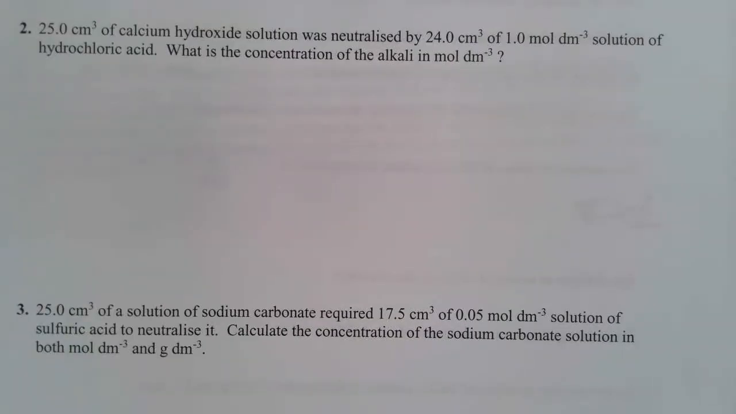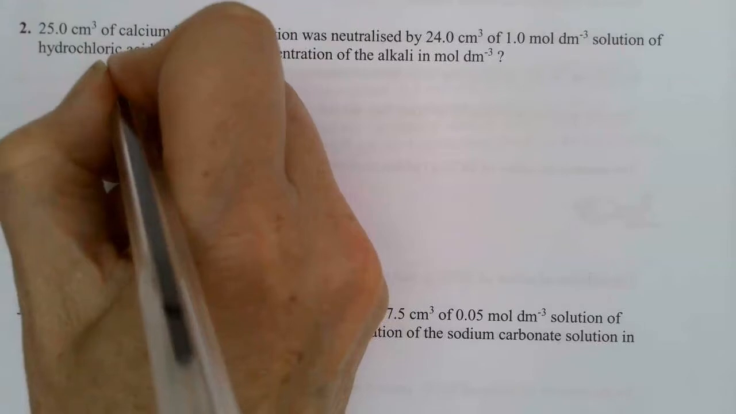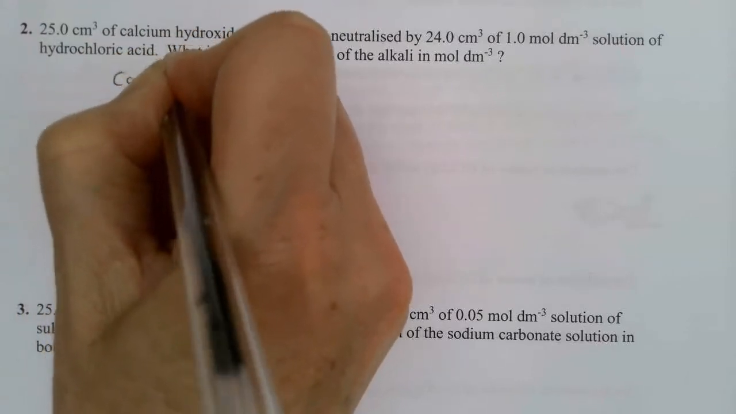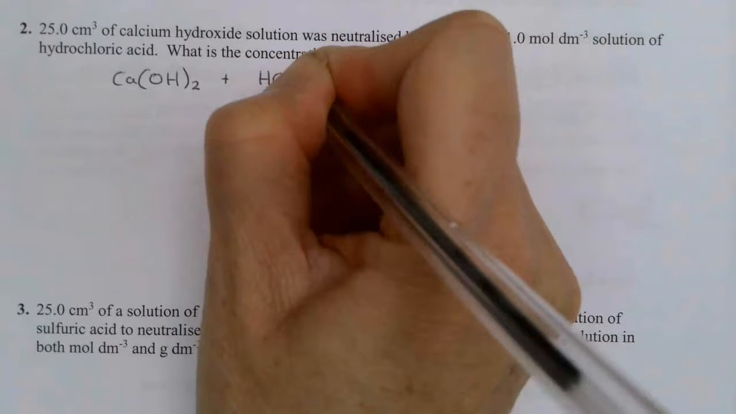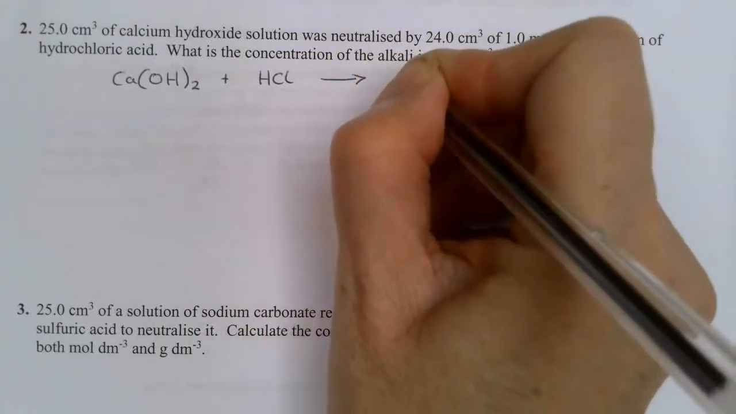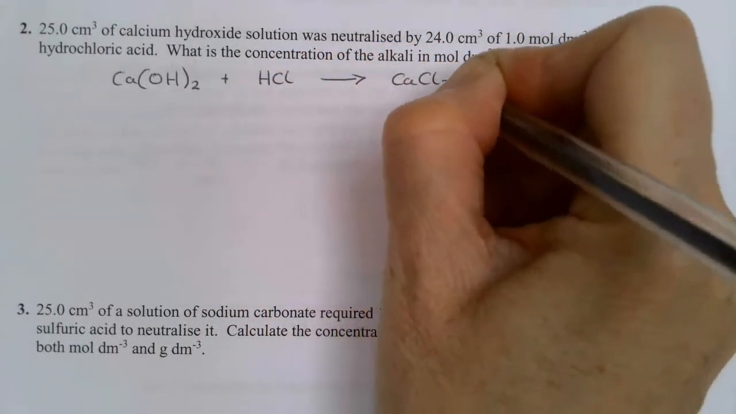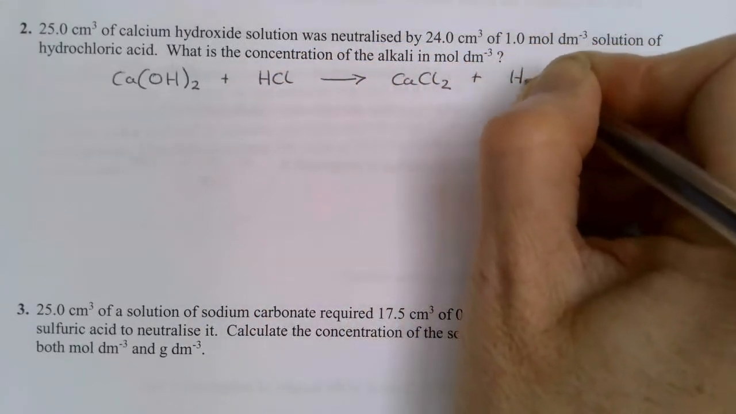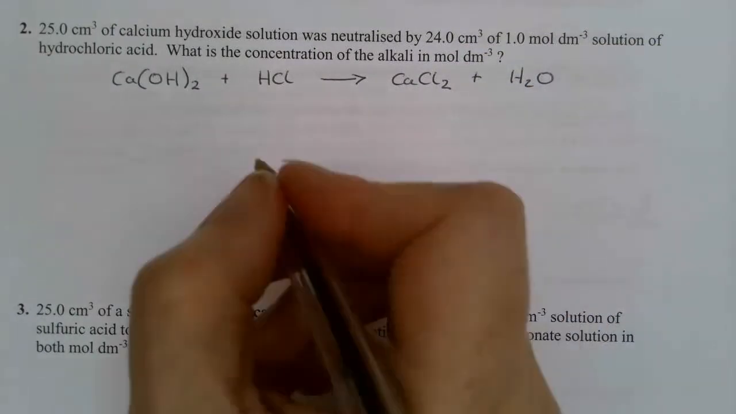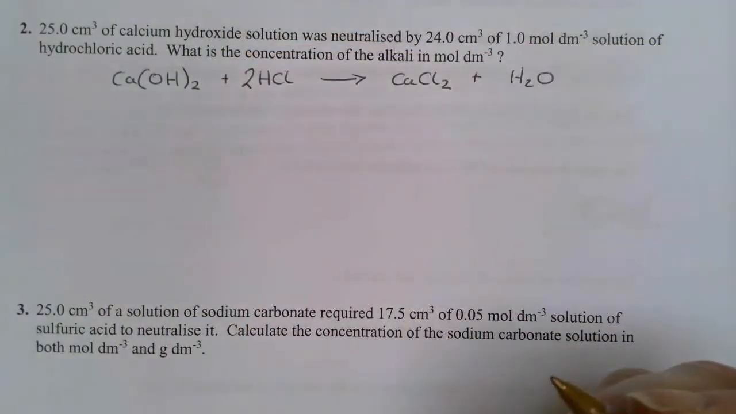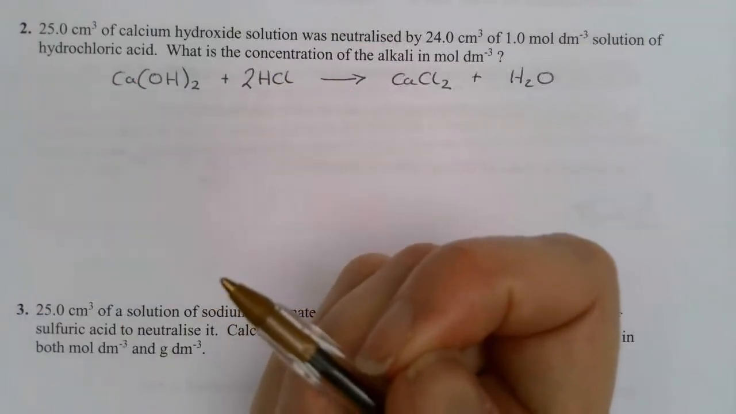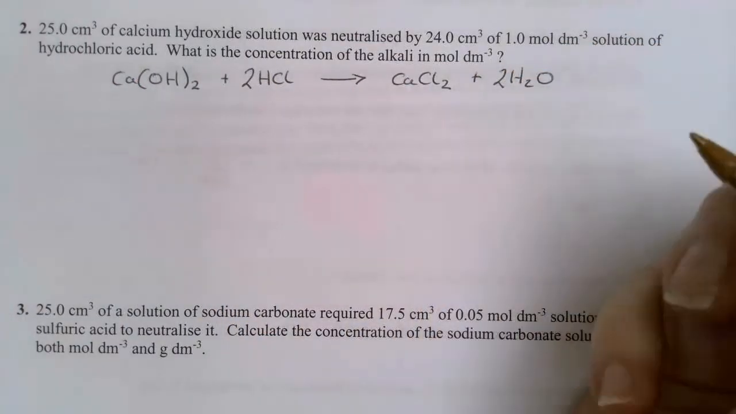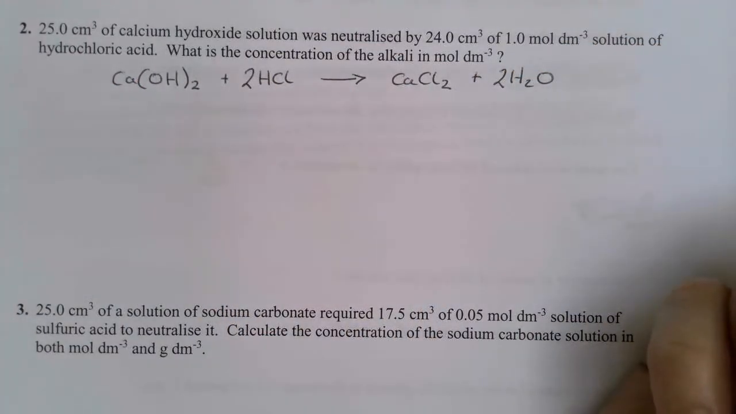So our second example is looking at calcium hydroxide and hydrochloric acid. So again, I have my formulas. So I have calcium hydroxide reacting with hydrochloric acid to make calcium chloride and again water. Again, I need to balance it. Well, I'm going to need 2 hydrochloric acids for every 1 calcium hydroxide, and I'm going to make 2 waters.